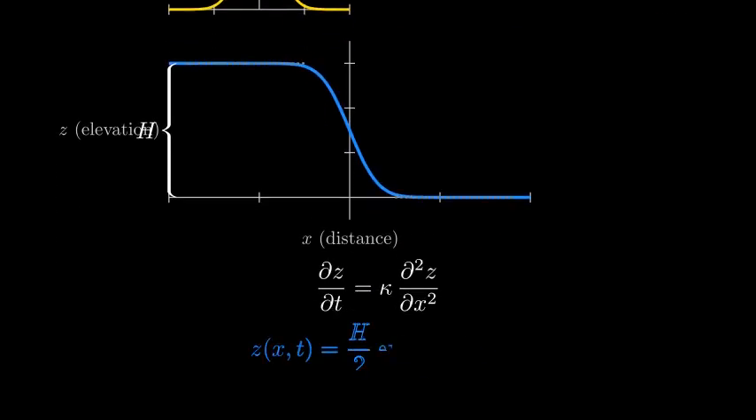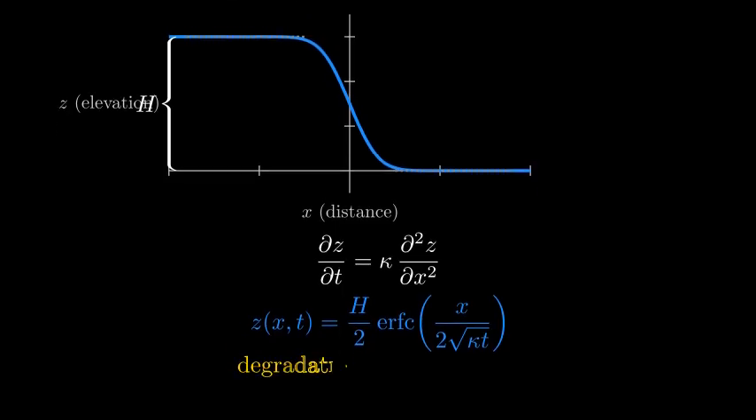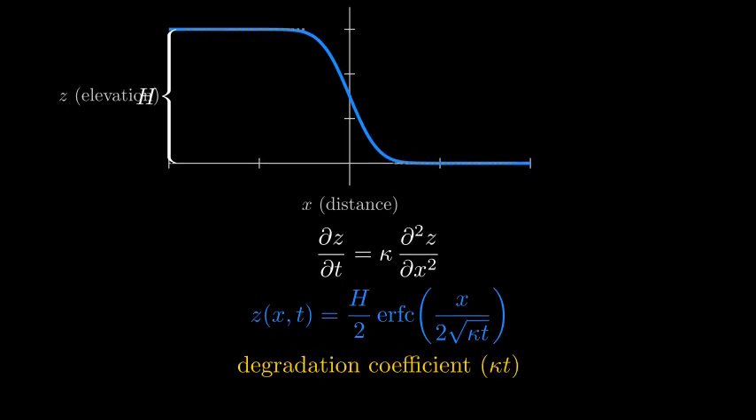The simplest linear hill slope diffusion model says z changes in time equals kappa times the second derivative of z with respect to x. For a step of height h, the solution is an error function profile. The width grows with the square root of kappa times t. We call kappa t the degradation coefficient. Sharper scarps are younger. Rounder, wider scarps are older.